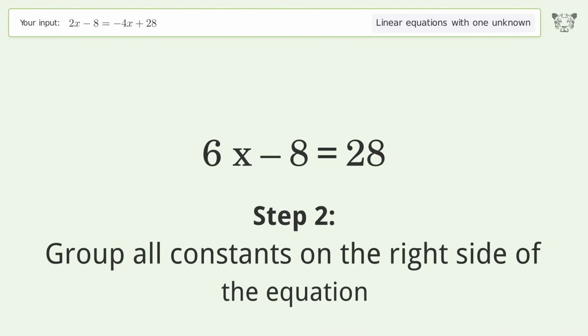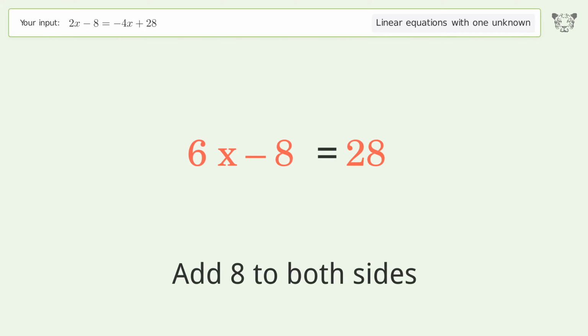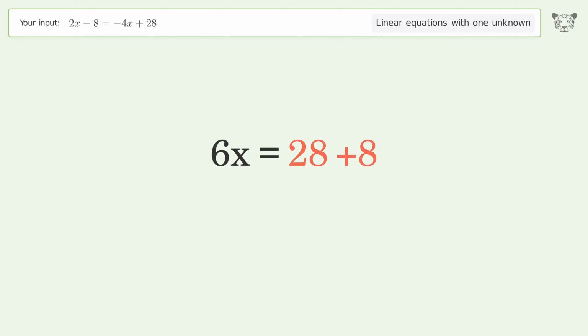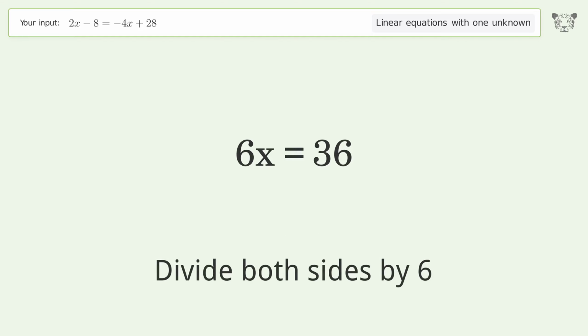Group all constants on the right side of the equation. Add 8 to both sides. Simplify the arithmetic. Isolate the x. Divide both sides by 6.